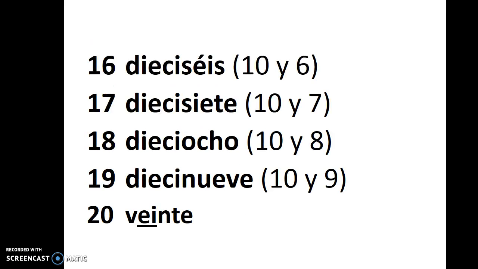Okay, now our numbers 16 through 19 have a pattern. You notice in parentheses I have 10 y 6, because what this word really means is literally 10 and 6, 16. So all of these numbers from 16 to 19 are formed by the base 10, y, and then the smaller number. So 16, 17, 18, 19. And then we get to 20.